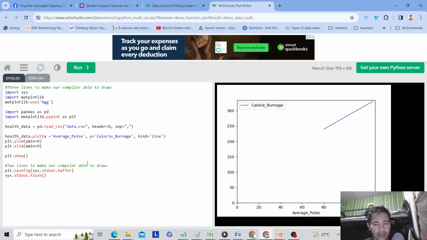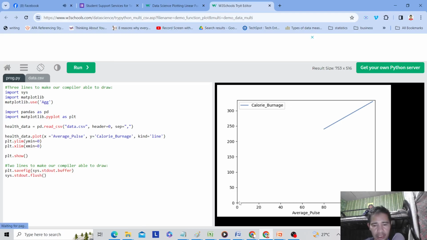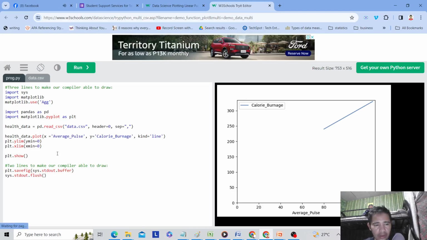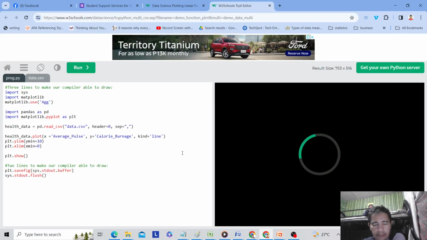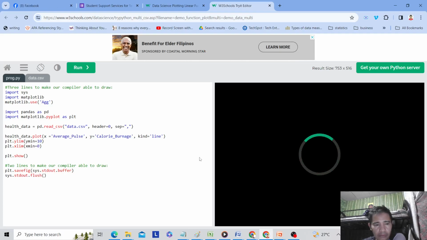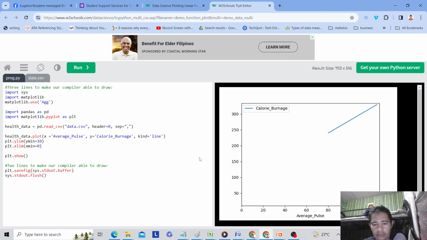plt.ylim(ymin=0). plt.xlim(xmin=0). So this 0, guys, is this. If you try to change this one to 10, let's try to change this to 10 and run. What will happen to our y? Okay, so what happens is it automatically goes from 0 to 50 here.